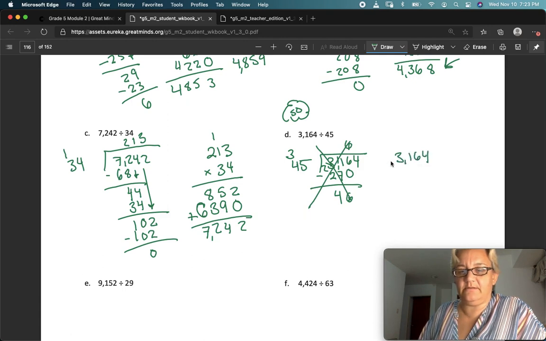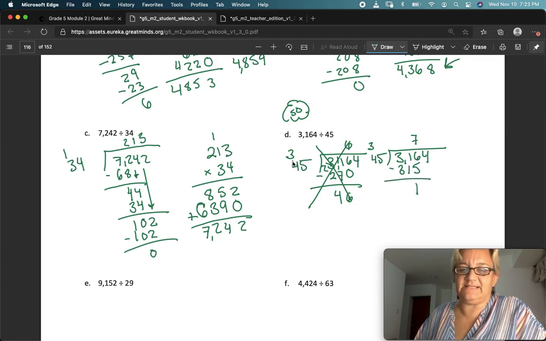3,164. 45, and we're going to try 7 this time, okay? Because this remainder was bigger than our divisor, so we need to bump it up a little bit. So 7 times 5 is 35, carry the 3. 7 times 4 is 28, 29, 30, 31. There it is, okay? And now we have 1 left over, which makes sense because this was 45 and this is 46. So there's 1 in between there.